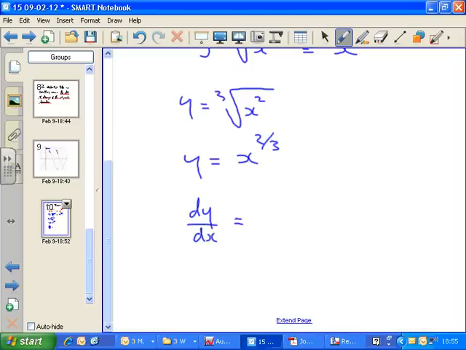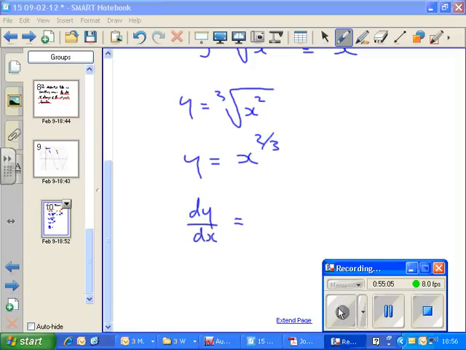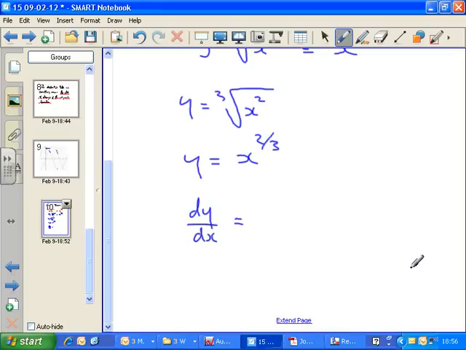So using the first rule, write down what you think the answer is. What does the rule tell us to do? Put in the answer. Okay, let's have a look. So dy by dx: I bring the power down, times it by the number in front. No number in front, it's a 1. So 1 times 2 thirds is 2 thirds.